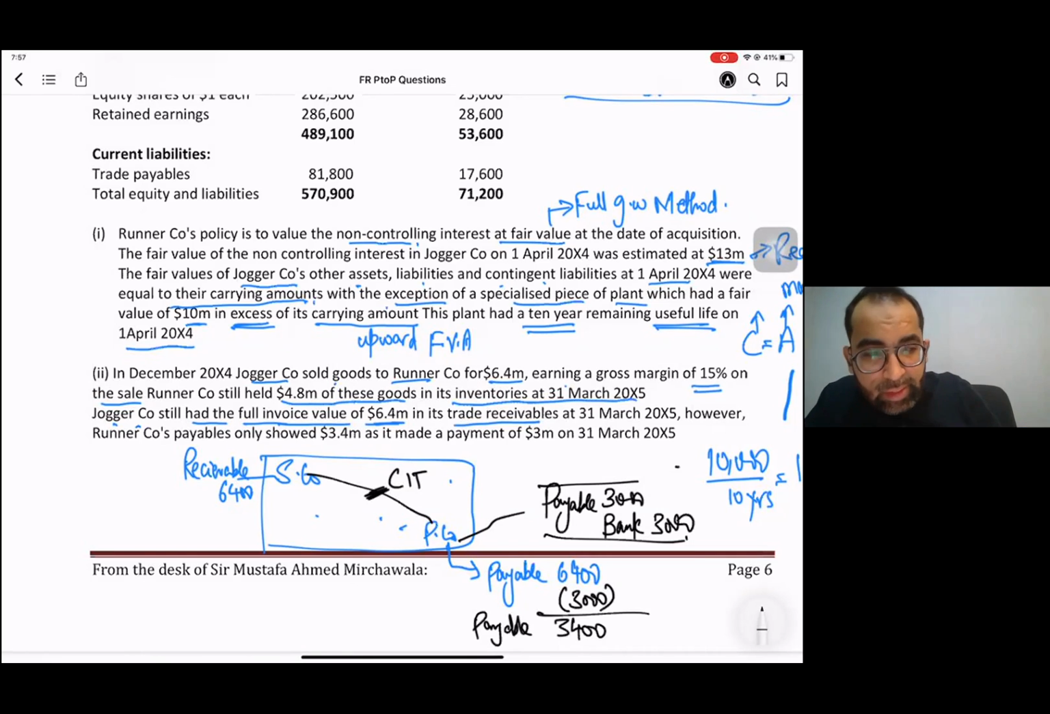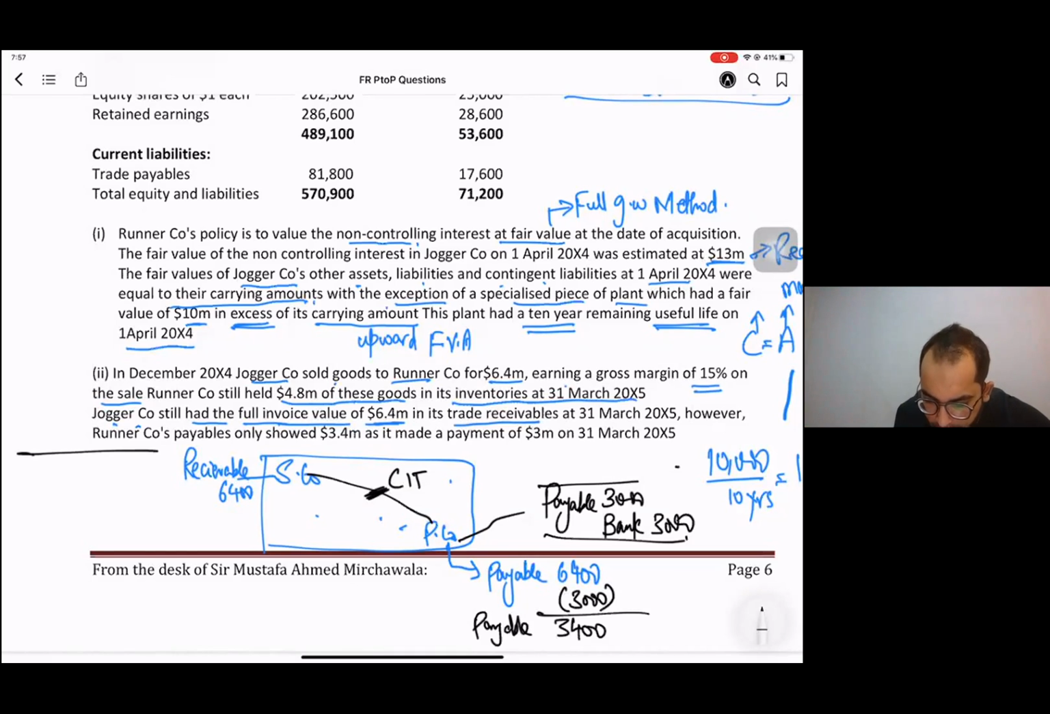Now the good news: for cash in transit, you have to make one entry and everything will be fixed, everything will be settled. I'm going to make that entry for you. This payable and receivable is intercompany, and it needs to be eliminated. Intercompany receivables and payables need to be eliminated at any cost, we know this fact.